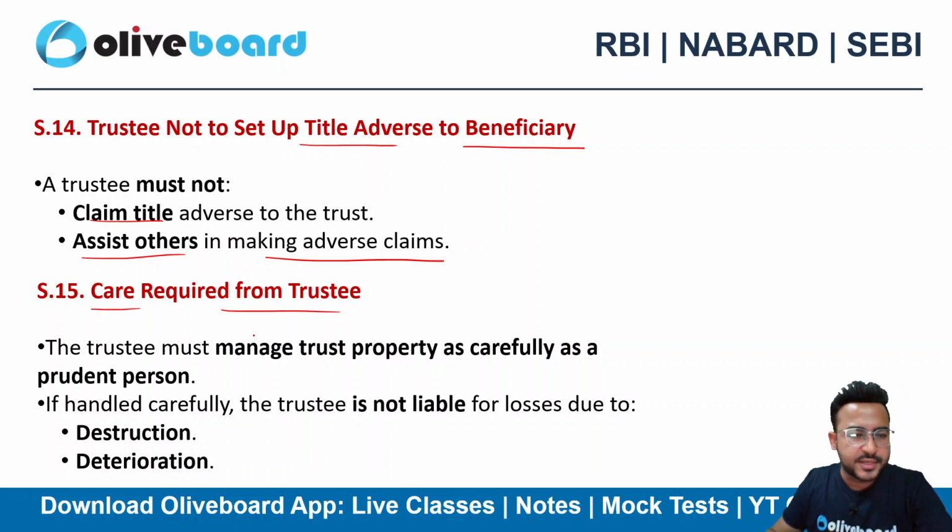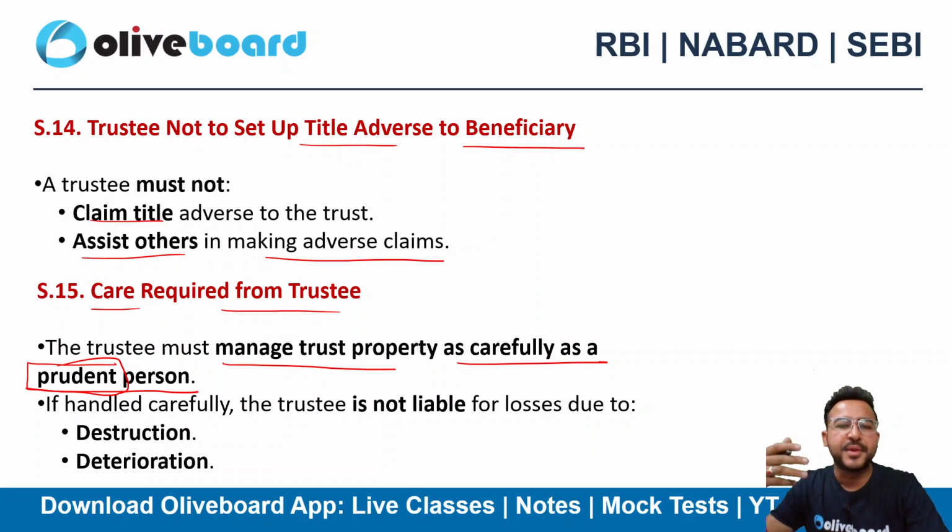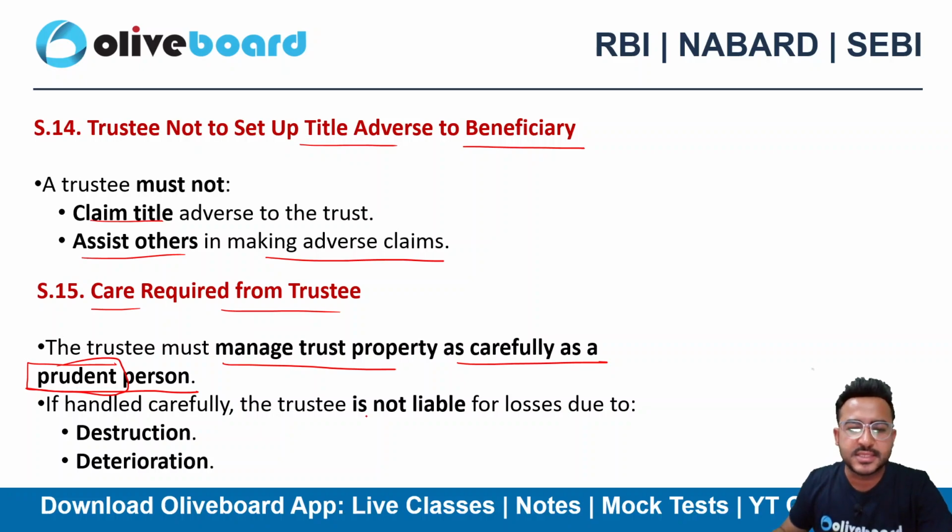Care required from trustee. So the trustee must manage the property as carefully as a prudent person, right? Prudent means intelligent, backed by foresightedness. So a prudent person जैसा काम करता है वैसे ही a trustee needs to carefully manage the property here. If handled carefully, the trustee is not liable for any losses due to destruction and deterioration.